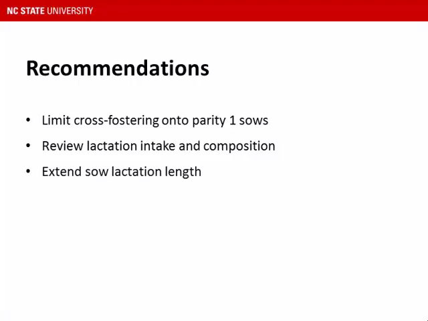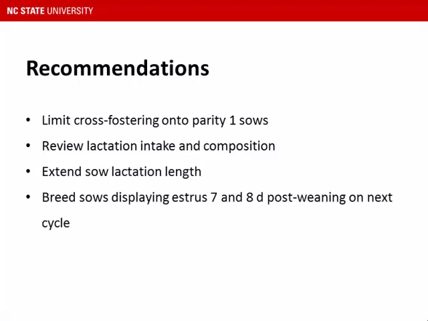If it's economically feasible to do so, they can try to extend their sow lactation length, as just 1 additional day of lactation can increase subsequent total number born and reduce the wean-to-service interval. They can also try to breed sows displaying estrus 7 and 8 days post-weaning on their next cycle, again if it's economically feasible to do so. The producer would have to decide if the benefit of the increased total number born would outweigh the cost of having sows on additional non-productive days.